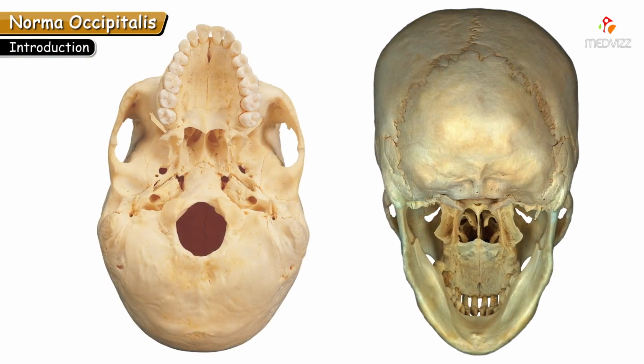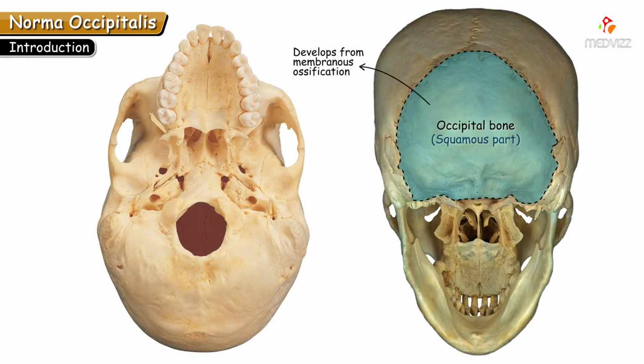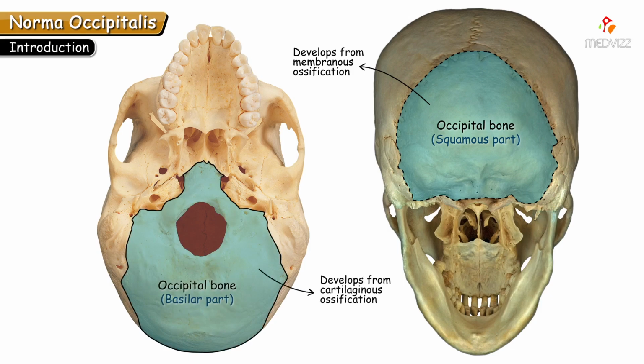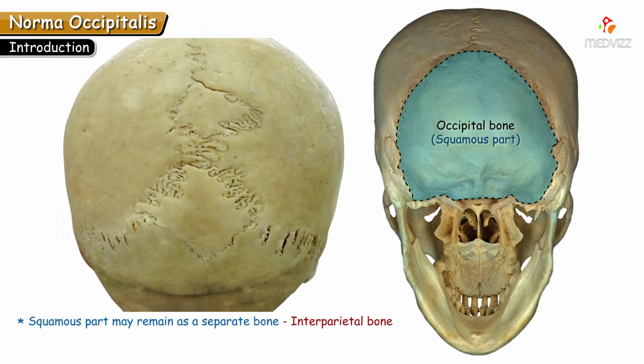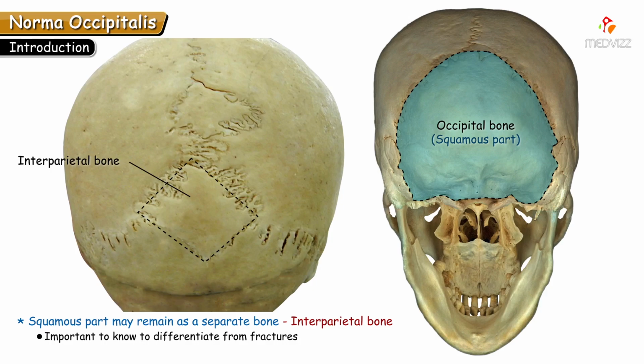The occipital bone is divided into two parts. The upper squamous part of the occipital develops from membranous ossification and the lower basilar part develops from cartilaginous ossification. Later these bones fuse completely to form a single occipital bone. In a few individuals, they may not fuse to form a single occipital bone. Instead, the squamous part may remain as a separate bone called the interparietal bone. Physiologically, it won't make any difference, but it is important to know, to differentiate it from fractures.